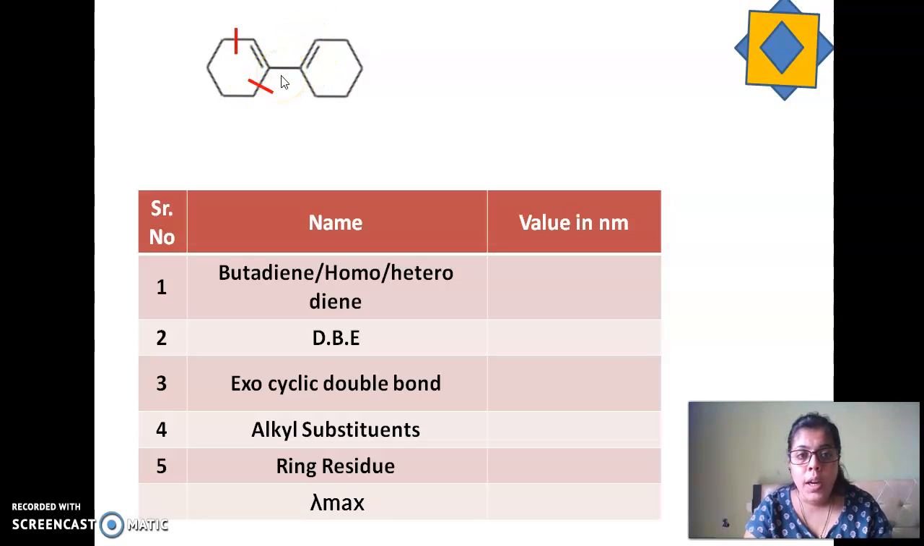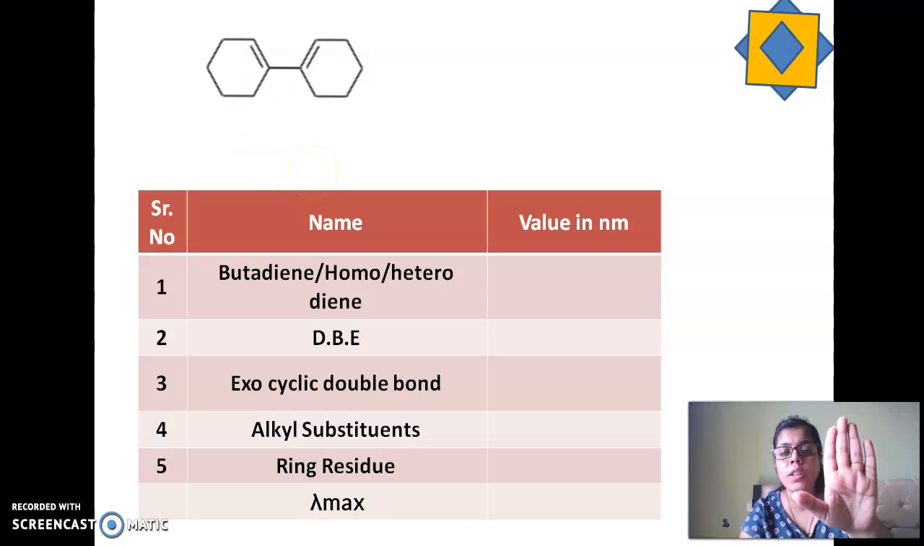Okay. So I do not have DBE. I do not have exocyclic double bonds. If I put the hand on my one ring, I cannot see any exocyclic. On the other ring, again I cannot see.